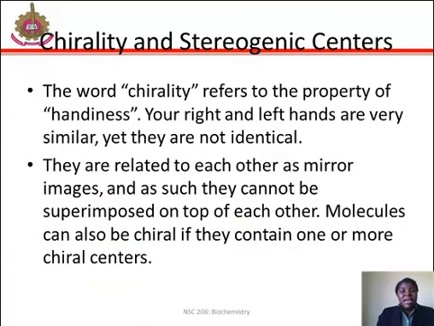Chirality and stereogenic centers. The word chirality refers to the property of handedness. Your right and left hands are very similar, yet they are not identical. They are related to each other as mirror images, and as such they cannot be superimposed on top of each other. Molecules can also be chiral if they contain one or more chiral centers.